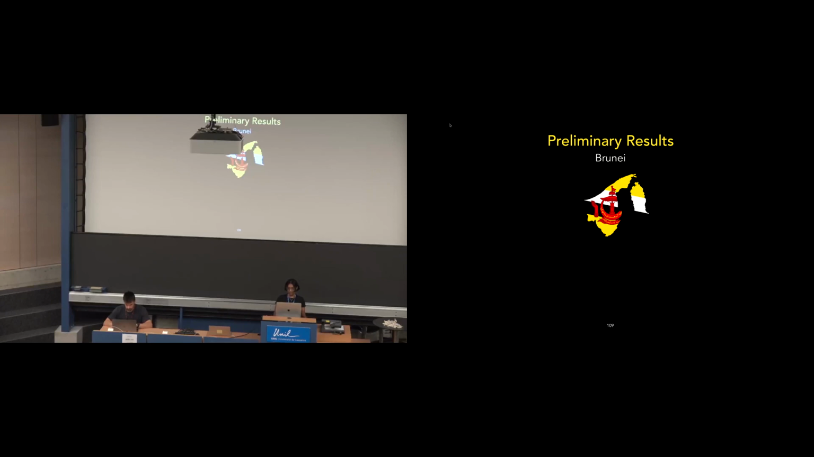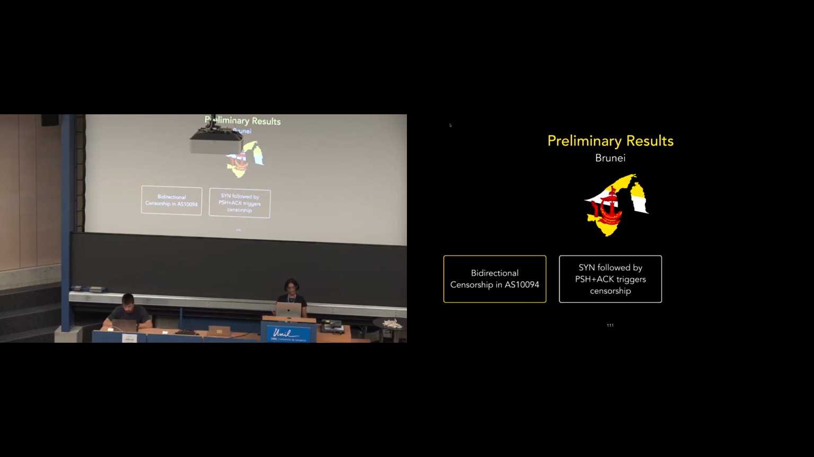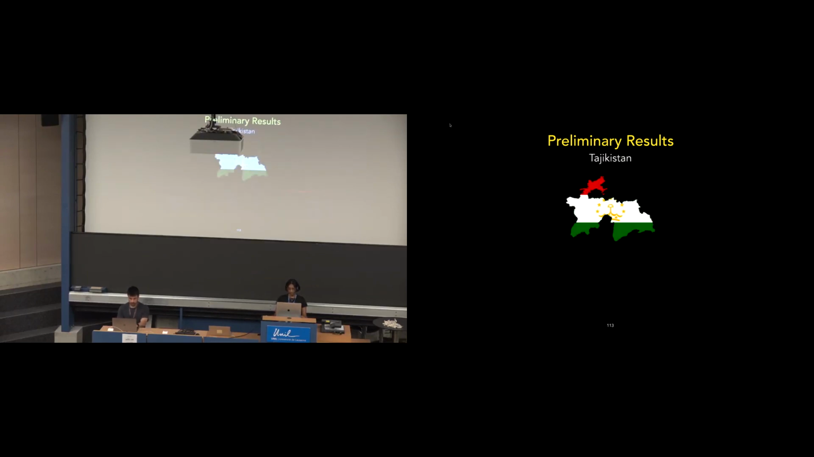So Brunei was one country where we were able to detect bidirectional censorship, especially in AS 10094, which covers 70% of the internet, which is mostly their residential population. So we're getting quite a comprehensive view here. And when we trained Geneva on this AS, we discovered that the regular packet sequence I showed from earlier, SYN followed by a PSH+ACK, is enough to trigger censorship in this country. And we also discovered that there's no residual censorship, so we don't have to worry about false positives when sending out our measurement probe.